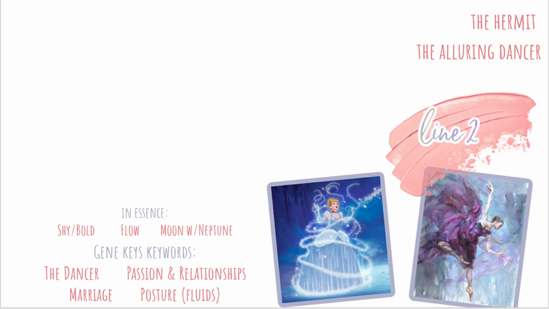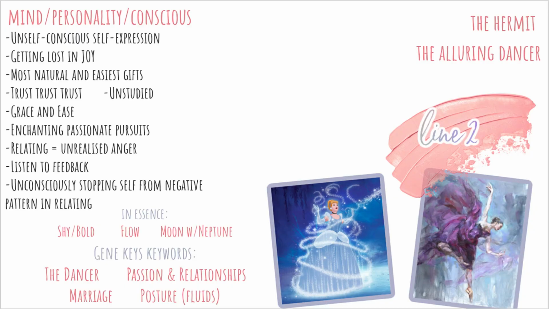Okay, so if you have the second line as a part of your mind or personality, so that's going to be either your life's work or your evolution sphere in the Gene Keys, you are here as a second line to be in touch with your unself-conscious self-expression. So what I mean by this is that you're here to express yourself, but without awareness and without being conscious about your self-expression.